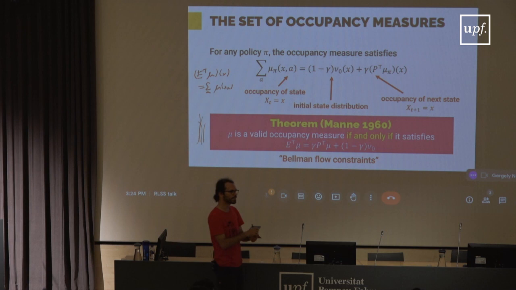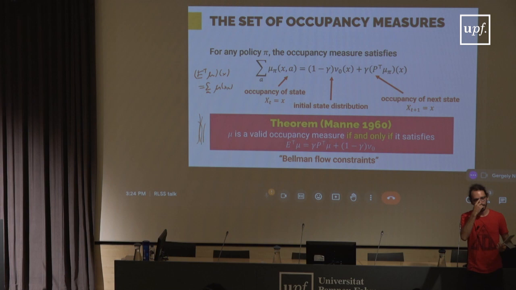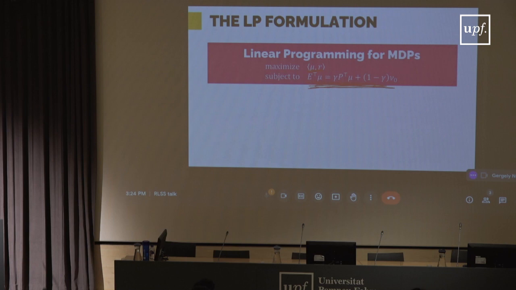A follow-up on that question: I assumed when you wrote this that mu is a probability measure, but is the right-hand side guaranteeing that it's a probability measure? Yes, in fact, the right-hand side guarantees this, because nu zero is guaranteed to be a probability measure. The additional constraint that mu needs to satisfy is that it needs to be non-negative, which I'm not writing out here. Any non-negative mu that satisfies these constraints has to be an occupancy measure.